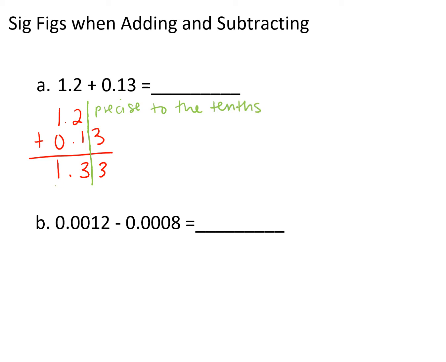So I can keep this one in my answer, and I can keep this 3 because that 3 is in the tenths place value. Then I have to take a look at this last digit next to it to see what it would cause the first 3 to do, if it would cause it to round up or stay the same. And we see here that that 3 is going to cause it to stay the same, so our final answer, rounded to the proper number of significant figures, would be 1.3.